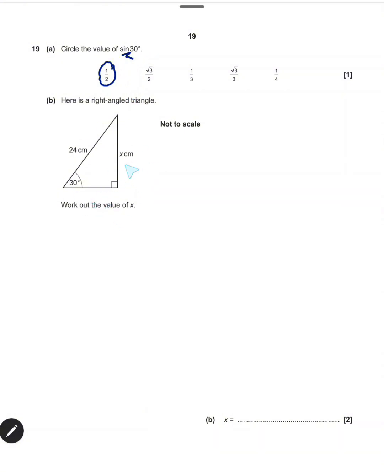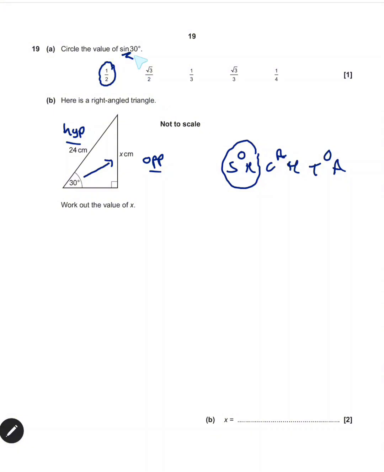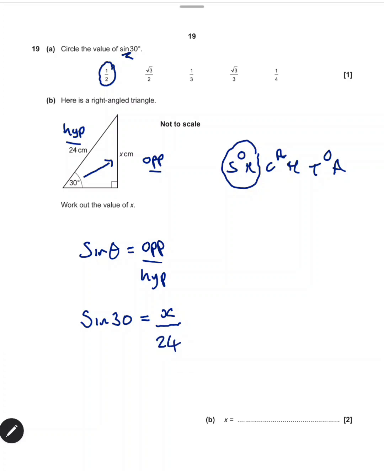We've then got a right angle triangle where we're trying to find this side. It's definitely trigonometry. That there is the opposite. The longest side is the hypotenuse. So I'm going to write SOH CAH TOA, and figure out which of these is opposite and hypotenuse. This is a sine question, and your big hint is in part A. So we're going to write sine theta, remember that's your angle, equals opposite over hypotenuse. Then we're going to start substituting in. Theta is 30, sine 30 equals, the opposite is the thing we're looking for, and the hypotenuse is 24.